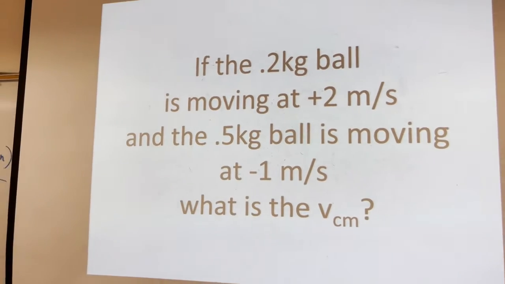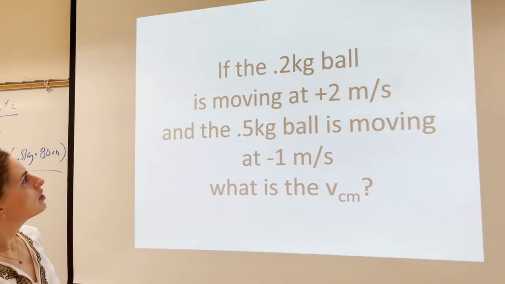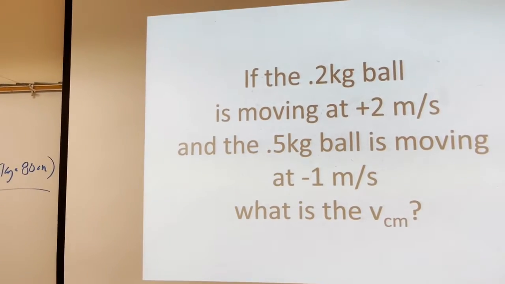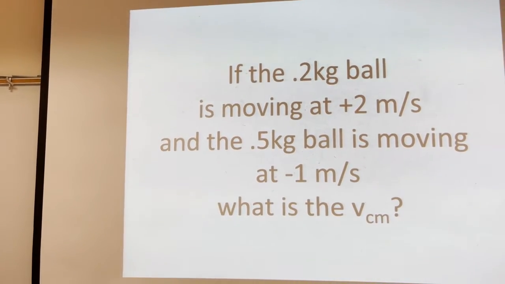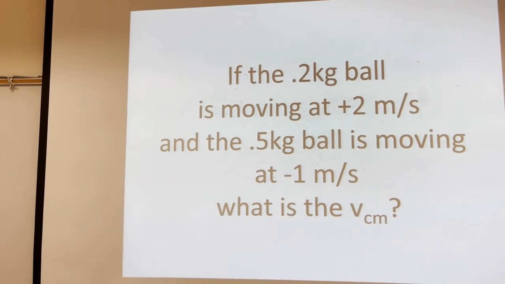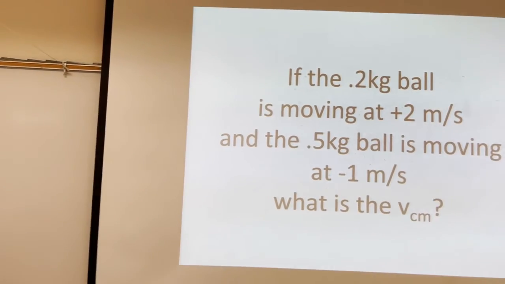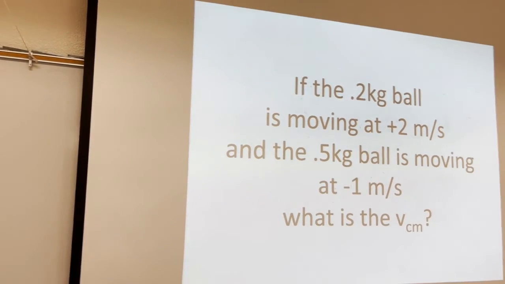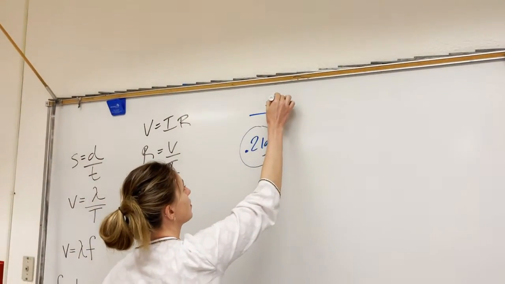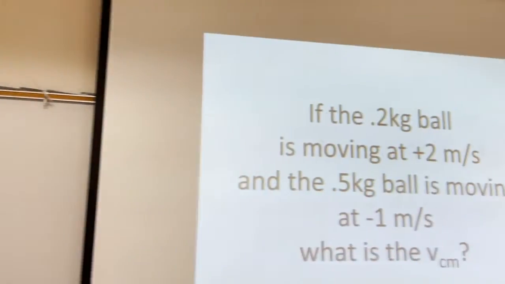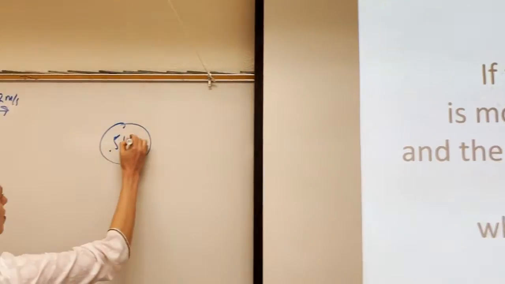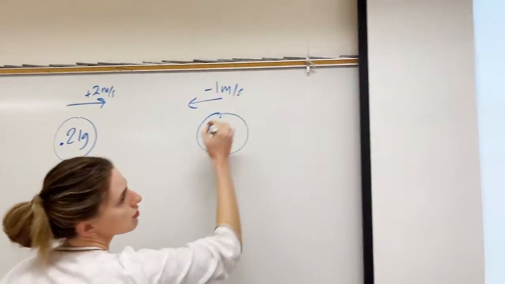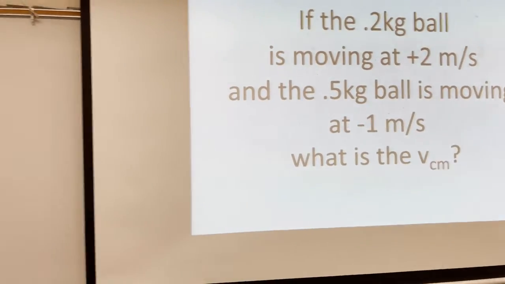We need a diagram for this. This is not a new concept, it's review for everything, but let's talk about a different situation. If the 0.2 kilogram ball is moving at positive 2 meters per second, and the 0.5 kilogram ball is moving at negative 1 meter per second, what is the velocity of the center of mass?